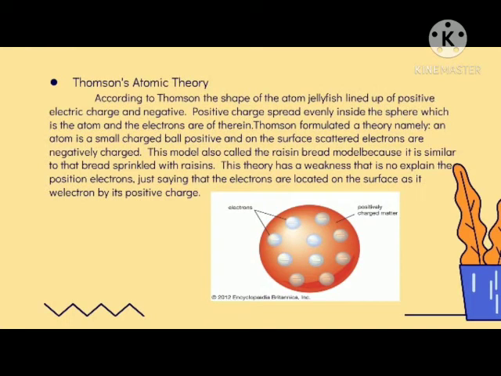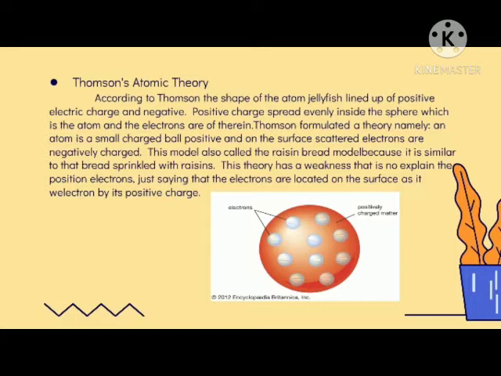B. Thomson atomic theory. According to Thomson, the shape of the atom is a sphere made up of positive and negative electric charge. The positive charge is spread evenly inside the sphere, which is the atom, and the electrons are scattered. Thomson formulated a theory, namely that an atom is a small ball with a positive charge, and its surface is covered with negatively charged electrons.